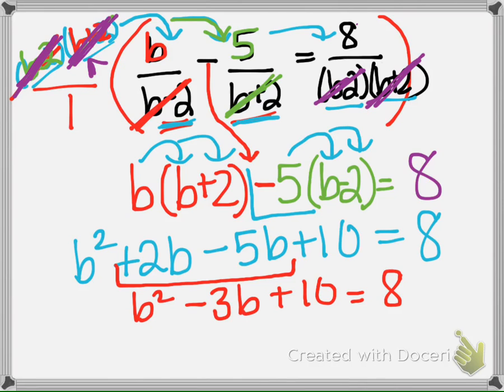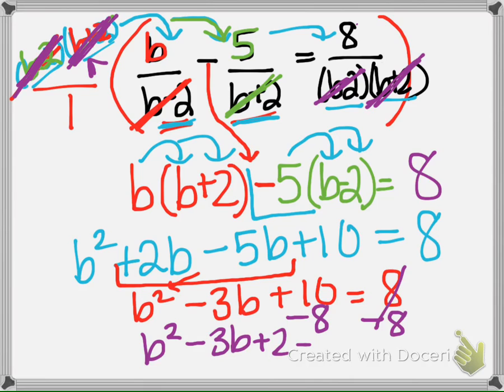And now what I have left is an equation that has an exponent, a polynomial equation. So just like last chapter, we learned that to solve something like this, we have to make it equal 0 if we want to use factoring. So I'm going to go ahead and subtract 8 here and here. Whatever you do to one side, you do to the other. So we're left with b squared minus 3b plus 2 equals 0. So now we need to factor that.